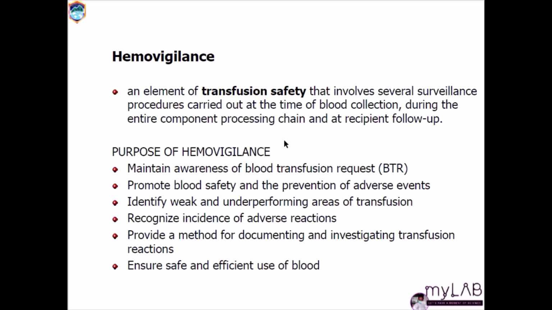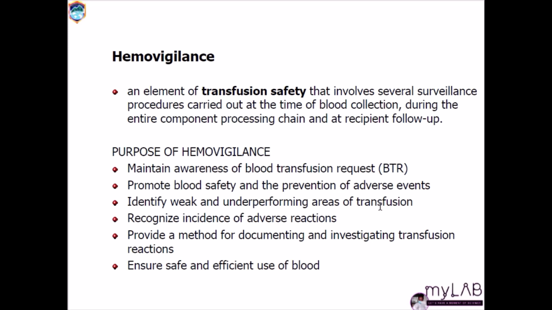So the purpose of hemovigilance, usually because we've said it starts from collection, helps us to maintain awareness of blood transfusion requests. So we are able to note what are the orders that have been done. Then, of course, promote blood safety and prevention of adverse events. And then we have identify weak and underperforming areas of transfusion, because it's doing a vigilance from collection up to after the patient has been transfused.